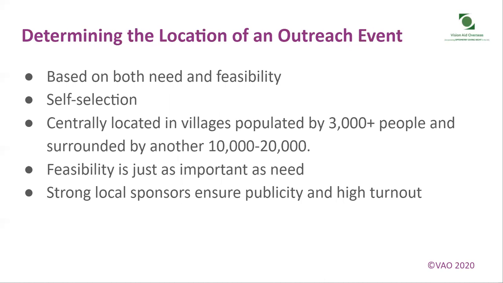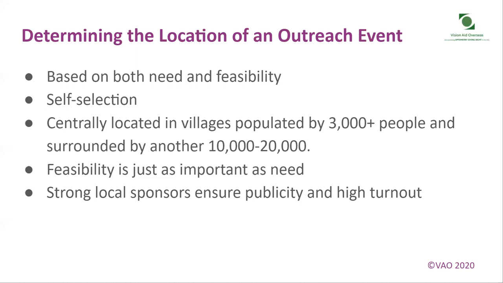When it comes to determining the location of an outreach event, take the following into consideration. The location should be based on both need and feasibility. Need is defined by census data, government status reports, and demographic studies that map the prevalence of eye disease per geographic area. Self-selection, when a village solicits an outreach event, is another way. Successful outreaches are usually centrally located in villages populated by 3,000 or more people and surrounded by another 10 to 20,000 in smaller villages with road access.